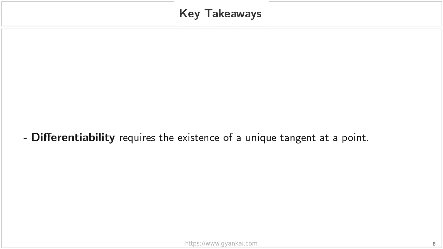Key takeaways. Now that we have worked through the formal definitions and a practical example, let's summarize the key takeaways from this section to ensure you have a solid grasp of the concept. First, remember that from a geometric perspective, differentiability requires the existence of a unique tangent line at a given point. This is the mathematical way of saying the graph must be smooth at that location.